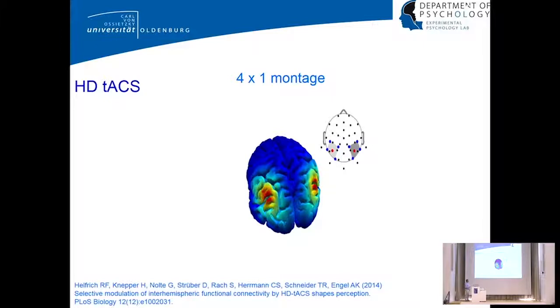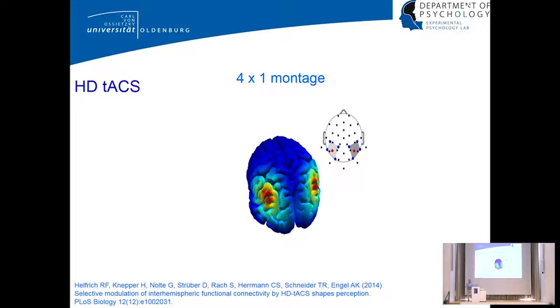And if you use more smaller electrodes, you can be much more spatially specific with your stimulation, as shown here, for example, where we have two 4x1 montages over the two hemispheres, and you can see this is almost the spatial specificity that you can reach with TMS, for example.